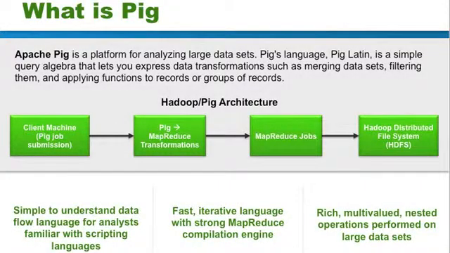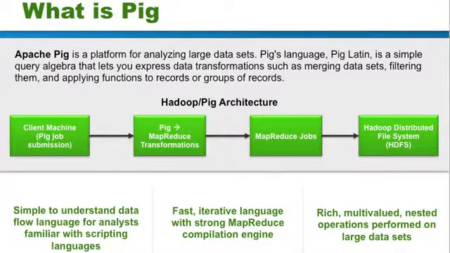So what is Pig? Apache Pig is a platform for analyzing large data sets. Pig's language, Pig Latin, is a simple query algebra that lets you express data transformations on large data sets on your Hadoop cluster. It is not a declarative language like SQL, but a data flow language.